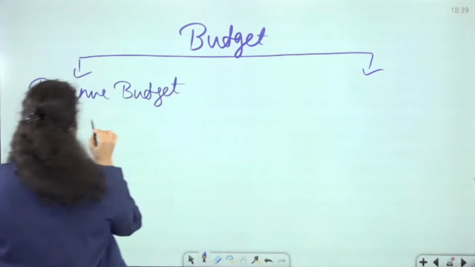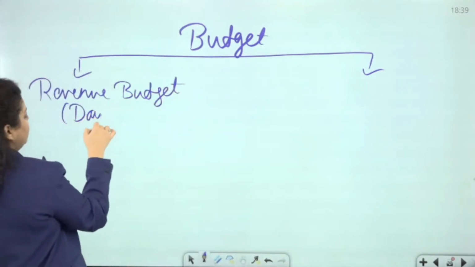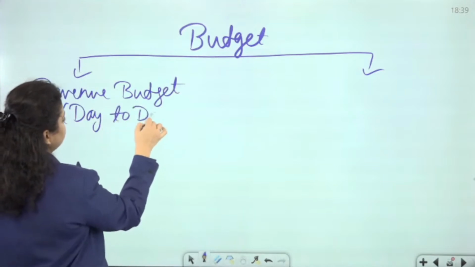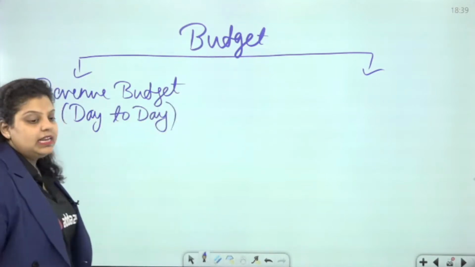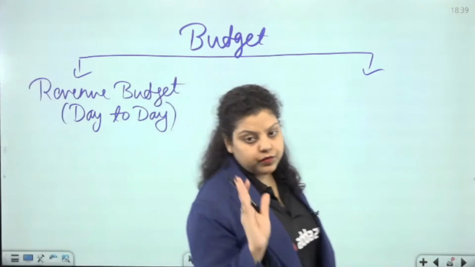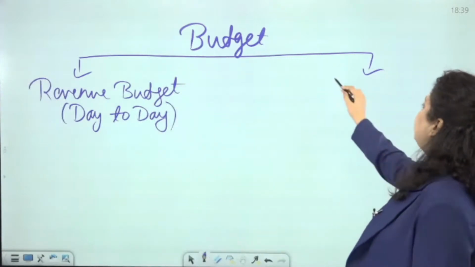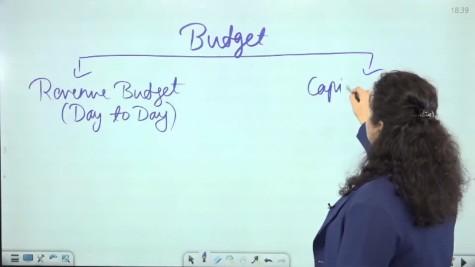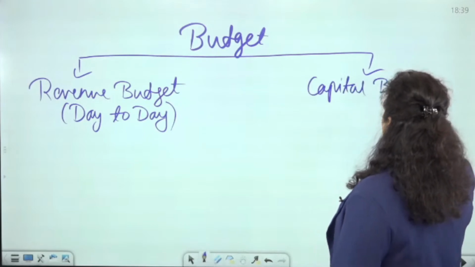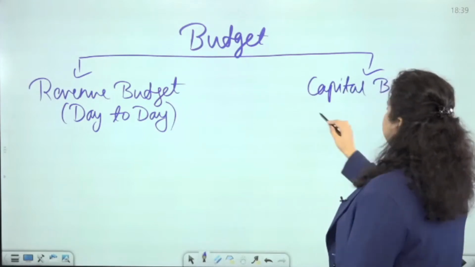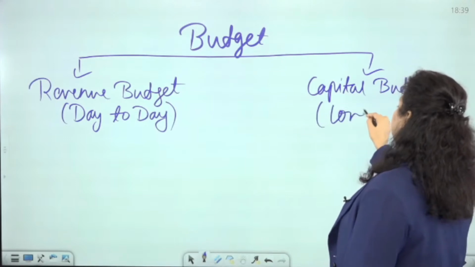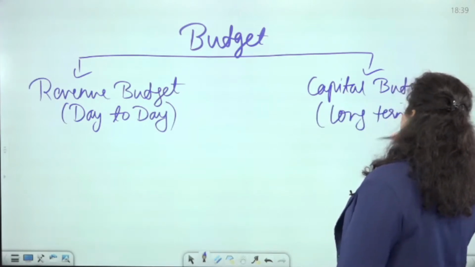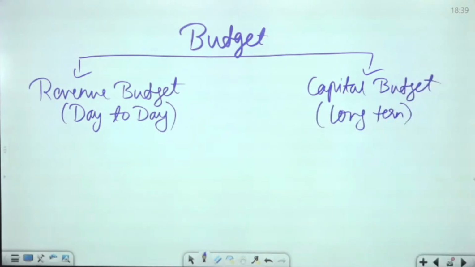It is a day-to-day budget. When the government is earning or spending money day-to-day, that is known as your revenue budget. So daily income and expenditure is known as your revenue budget. Now we have a capital budget. What is capital budget? Capital budget is your long-term budget, when long-term income and expenditure will be earned or spent by the Government of India. That is known as your capital budget.